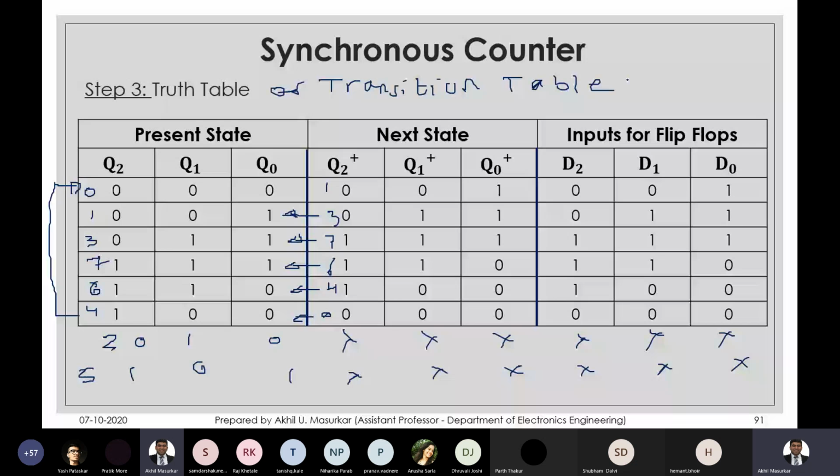Okay, D2 is Q1. Yes, that is right. Calculate D1 and D0.